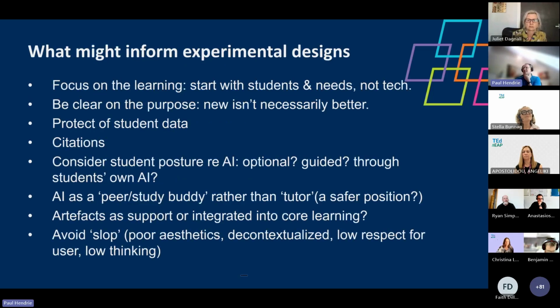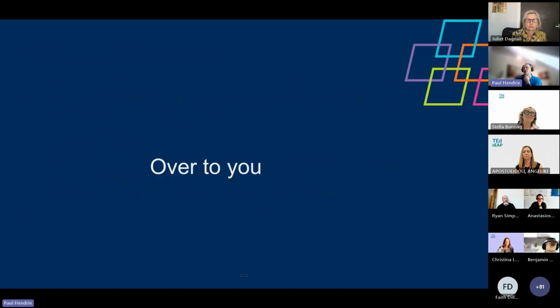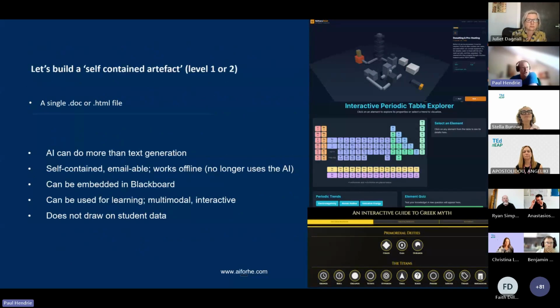Okay, I'm going to have to skip past that. So I want to think about you doing something now with the last 10 minutes or so. We're going to build a self-contained artifact. So we're all familiar with level 1, text in, text out. You may not be as familiar with level 2, which is an HTML file, something that's branching. So we'll experiment with that.